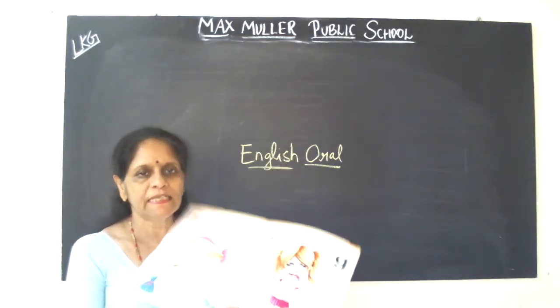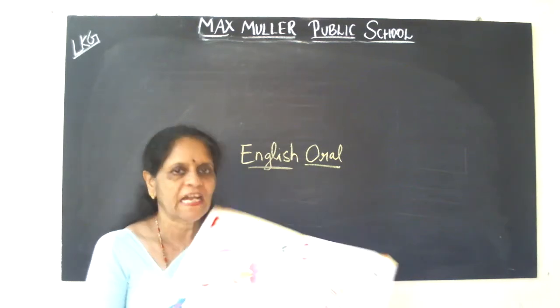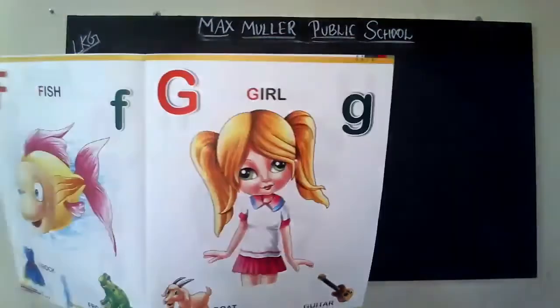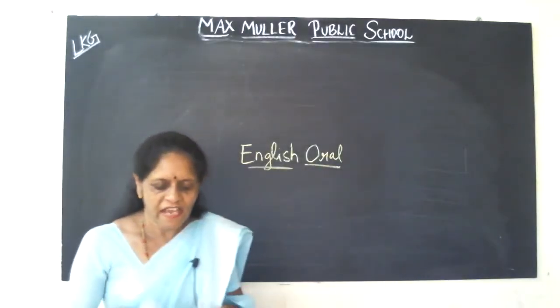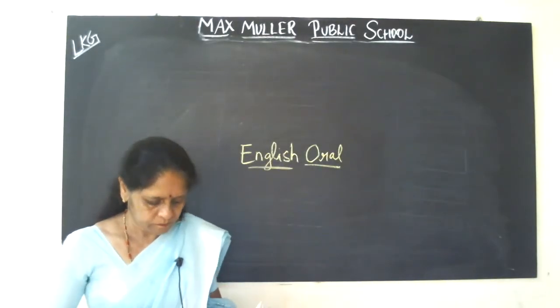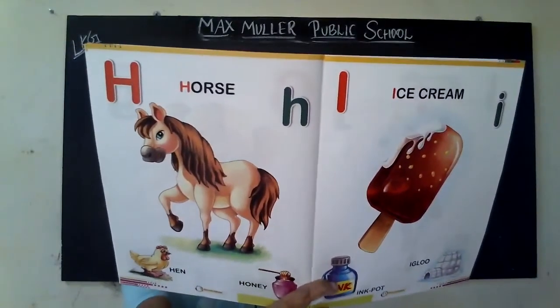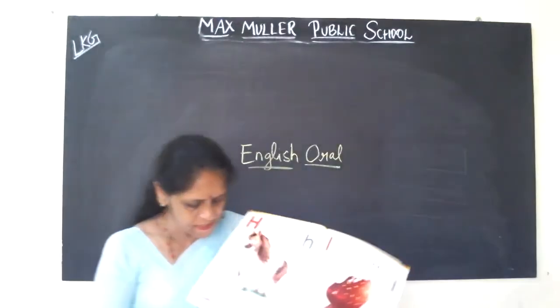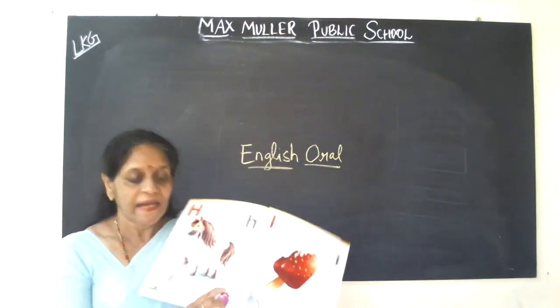G for girl. G for goat. G for guitar. Can you see this picture, children? It is there in your alphabet book. Yes, G. Next is H. H for horse. Next, H for hen. Next, H for honey.